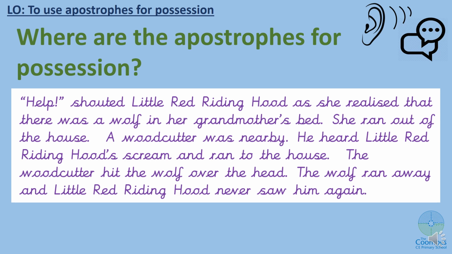For your first activity, what you need to do is listen to me when I read this part of the story. So this is the final paragraph in the Little Red Riding Hood story. And when you think I've come to an apostrophe that shows possession, you need to shout stop. So you are trying to find the apostrophes for possession in the final paragraph. So listen to me carefully, and if you think I come across an apostrophe for possession, you need to shout stop.